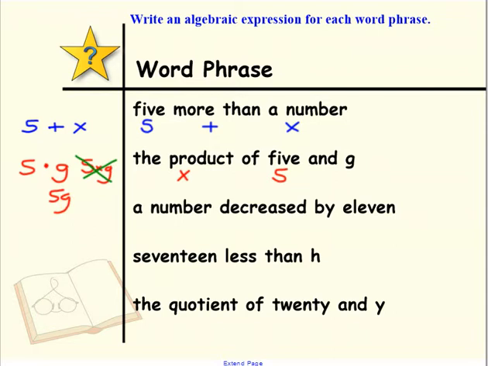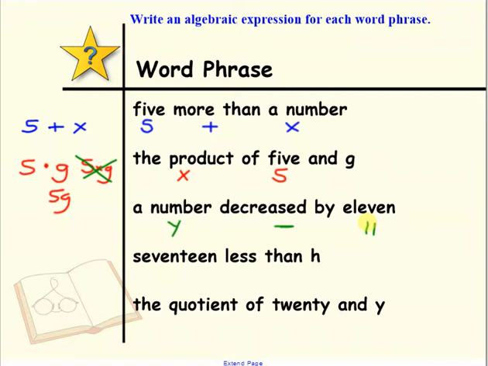Okay? Let's look at another example here. A number, okay, so we get to pick a variable, so let's use y. Decreased by, so decreased means subtraction, 11. So I'm going to write 11.